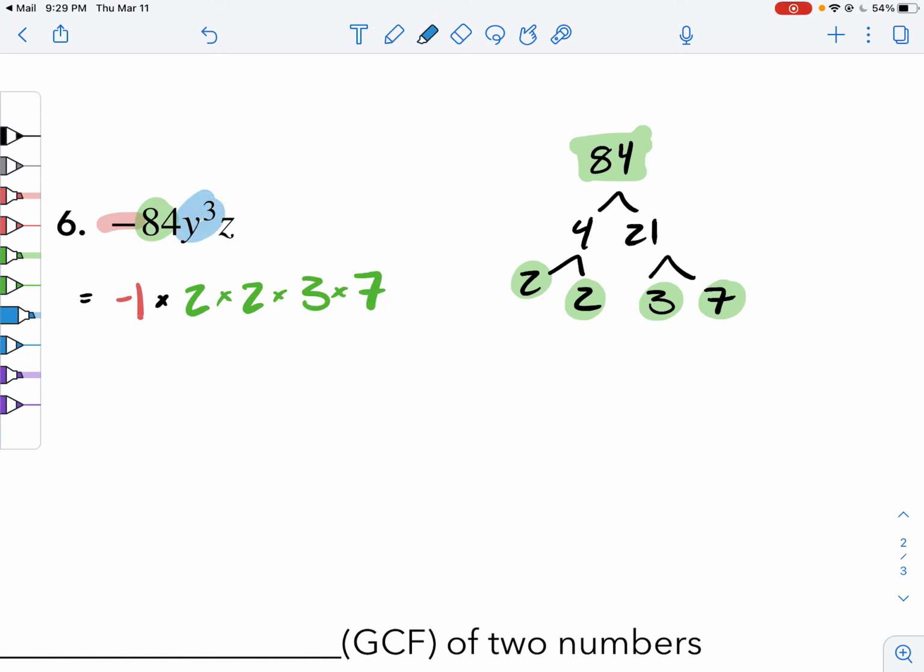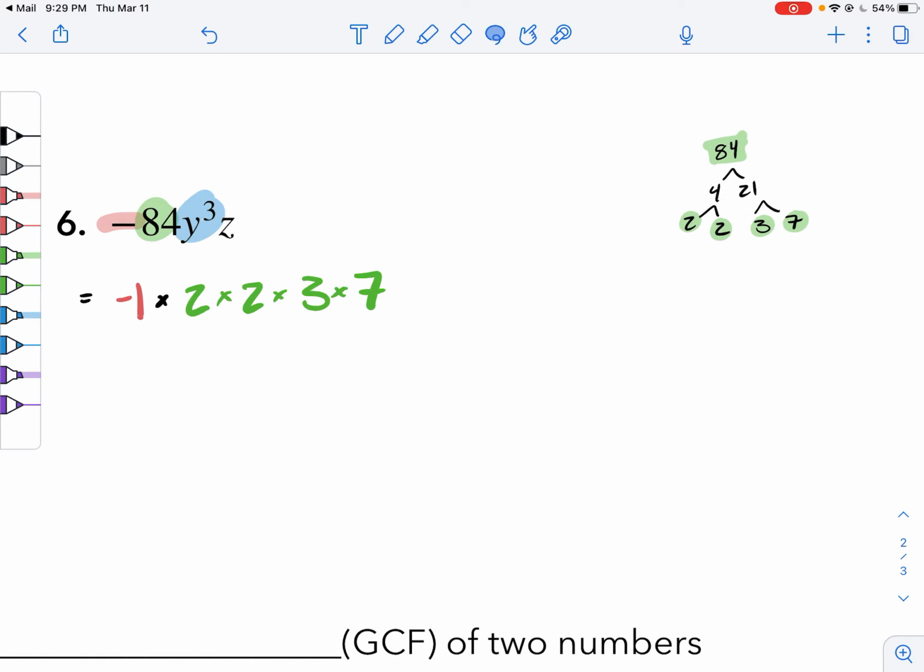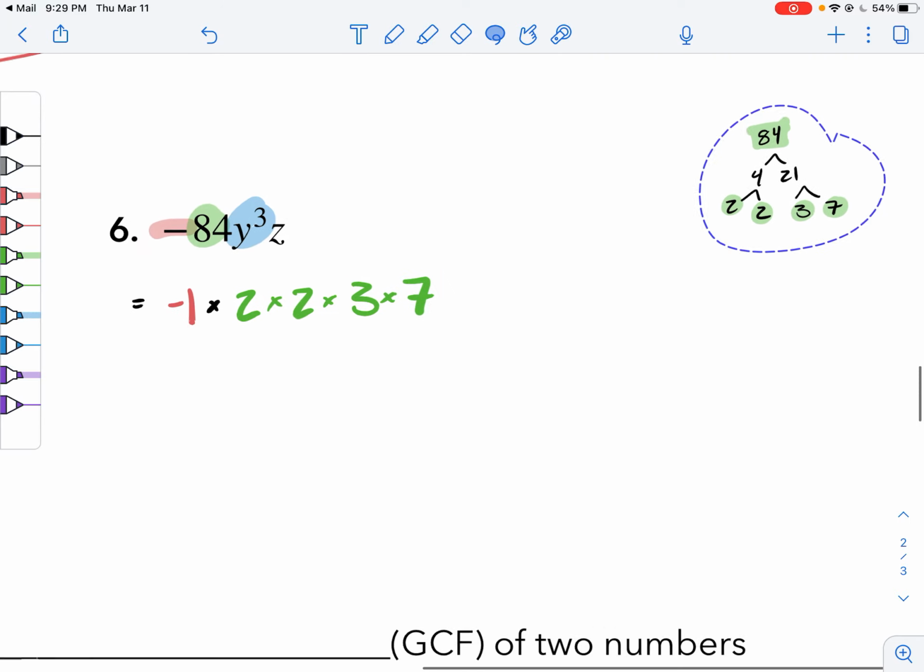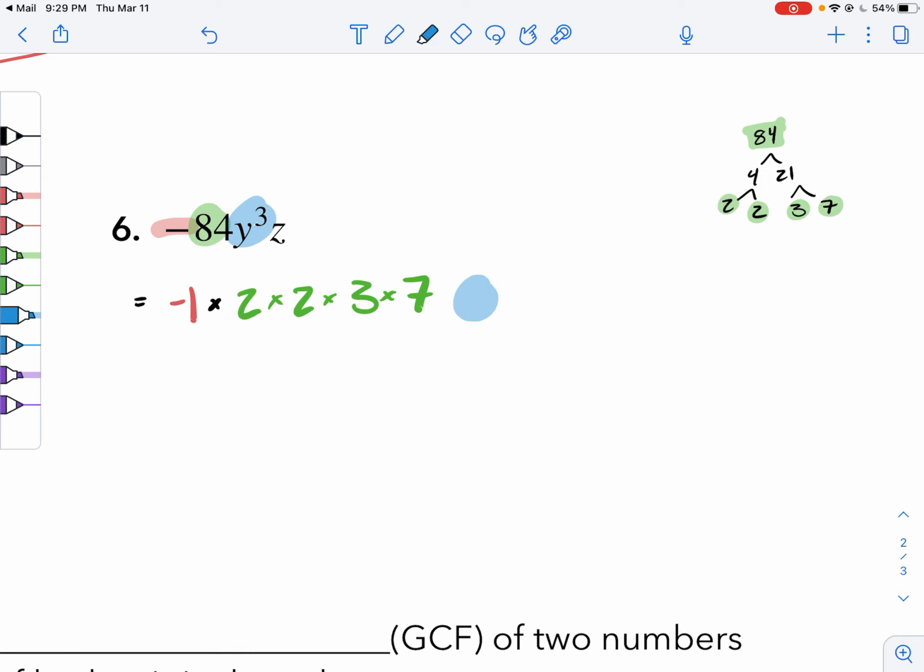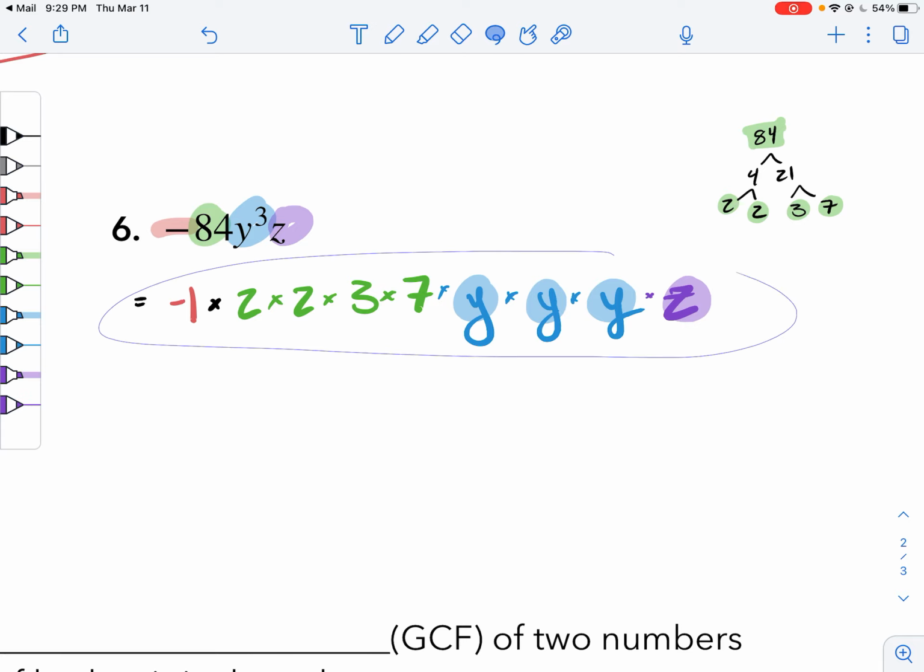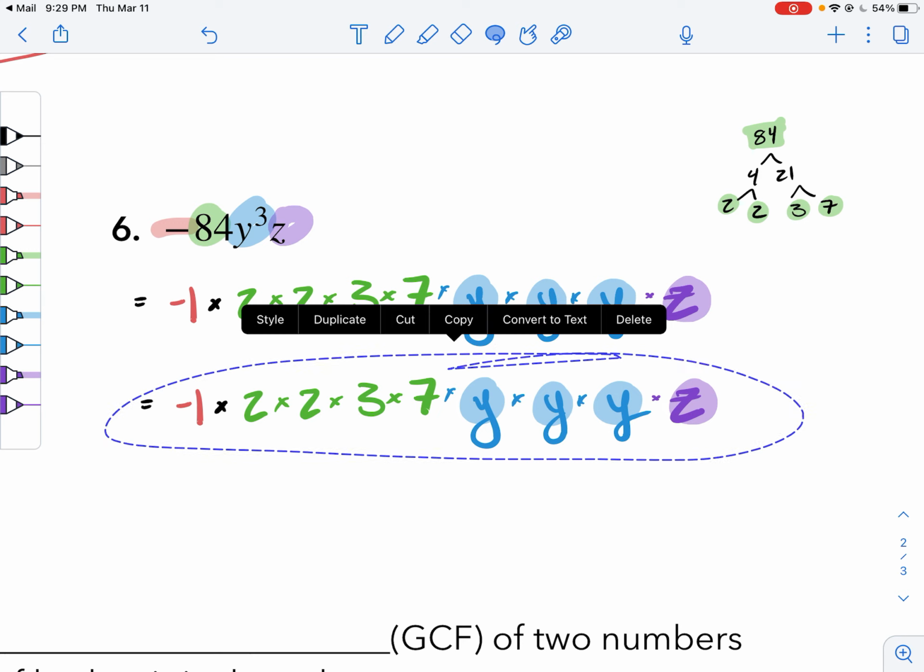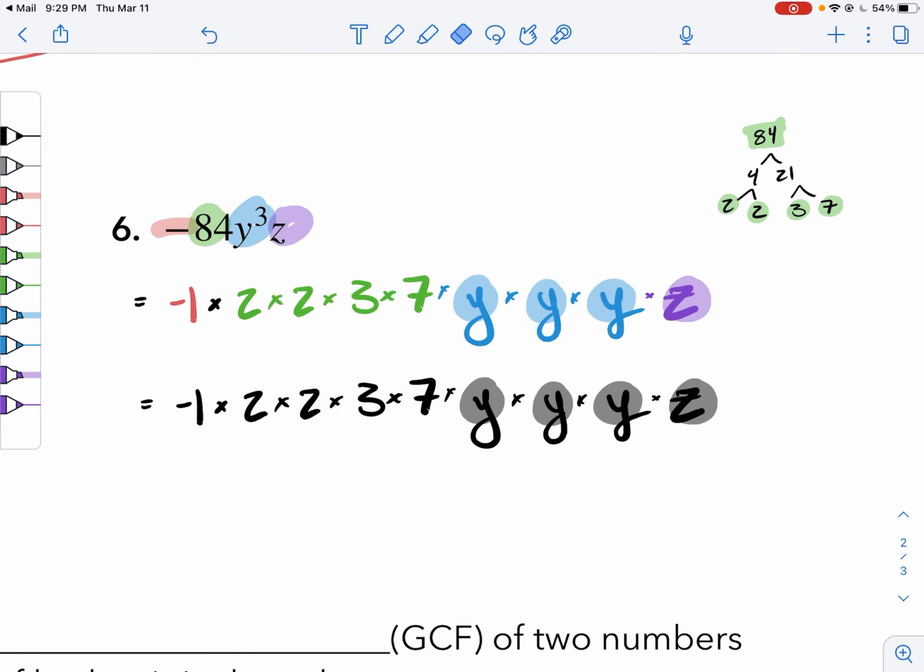Sweet. Now let's split up this y cubed. Y cubed is three y's all multiplied together. So it's y times y times y. And how many z's do we have here? Don't get too lazy. We just have one z. So the factored form of this whole expression is -1 times 2 times 2 times 3 times 7 times y times y times y times z.